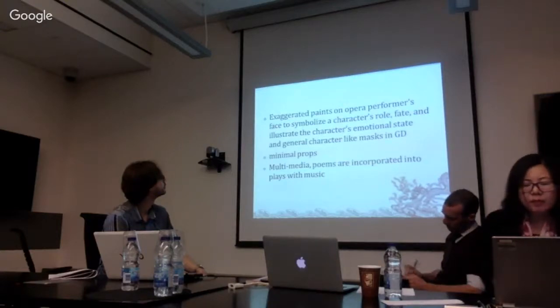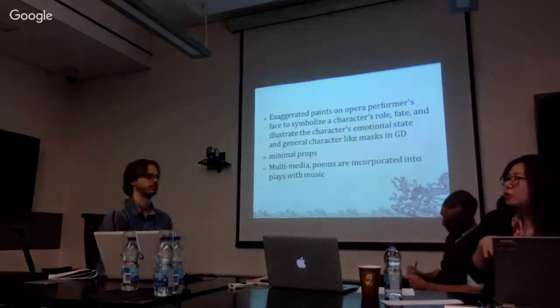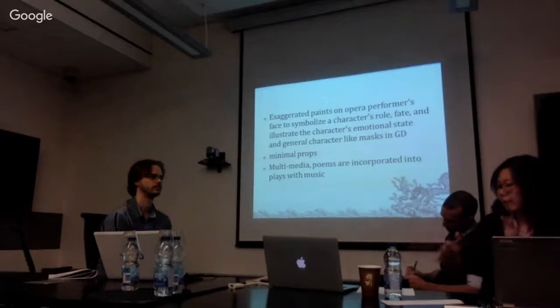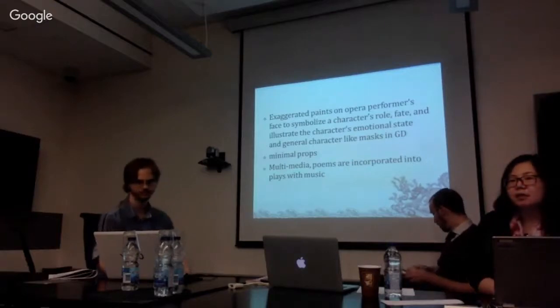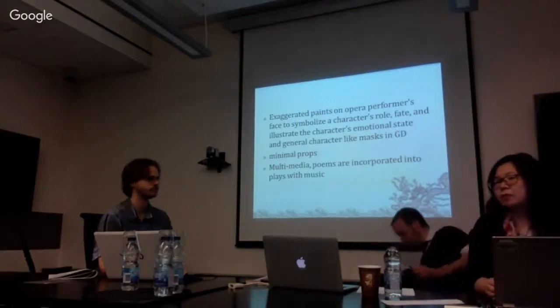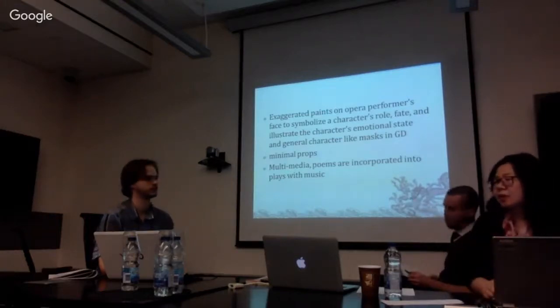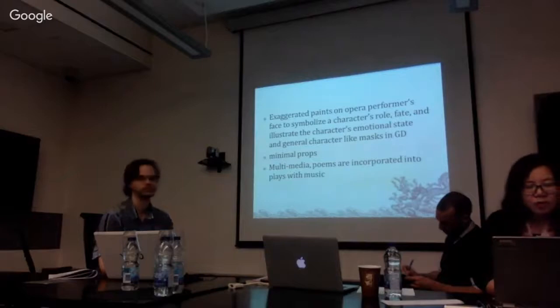And also there are very minimal props. On the Chinese stage, before the introduction of Western drama, we had very minimal props. Sometimes just a table and two chairs, and that can symbolize different settings. And we also use very minimal props to indicate some realistic environment. For example, the characters can just use a horse whip to indicate he's riding a horse, or use an oar to indicate he's rowing a boat. So there are many minimal props in Chinese theater.